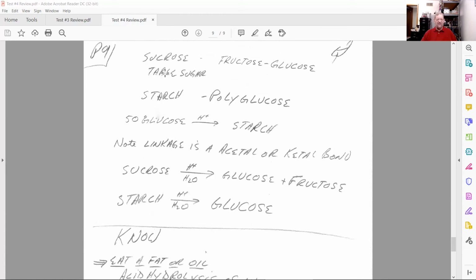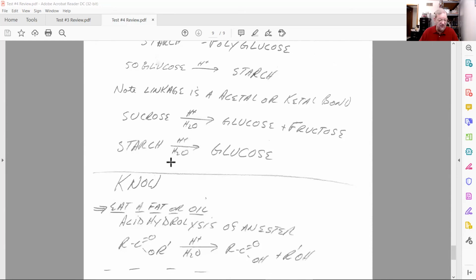And you should know table sugar is sucrose, which is made up of fructose and glucose. Would I ask that on a test? I did, test number 4. And starch is a polymer of glucose. Therefore, if you take 50 glucose, react it with acid, you'll get starch. And because the linkage is an acetal or ketal, in sucrose, acid and water give you fructose and glucose. Starch, acid, and water gives you glucose.